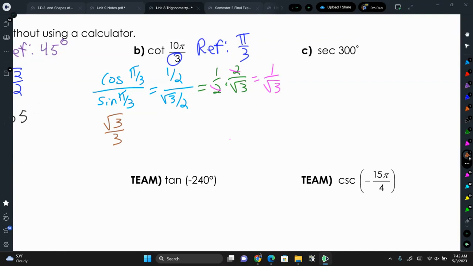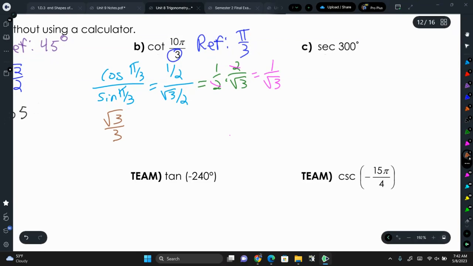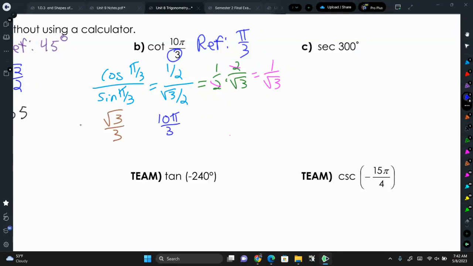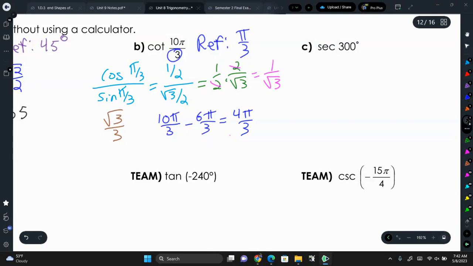Now we have to figure out what quadrant we are in. So 10 pi over 3. If I do 10 pi over 3 minus 6 pi over 3, which is one full circle, I get 4 pi over 3, which we know is in quadrant number 3. And in quadrant number 3, sine and cosine are both negative, which makes tangent and cotangent positive. So our answer here is the positive square root of 3 over 3.